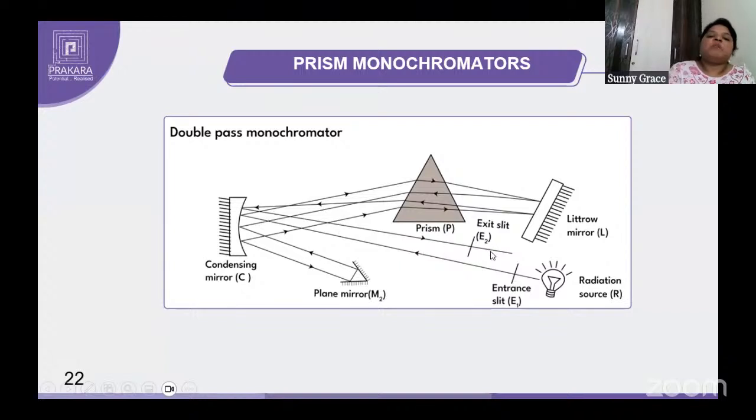By arranging this, the more reflection takes place, the more selective the frequency selection will be. That is the reason I go for the double pass monochromator. The desired frequency comes out of the exit slit and falls directly on the detector, where it is detected. In prism monochromators, the principle is based upon the dispersion of the IR light.